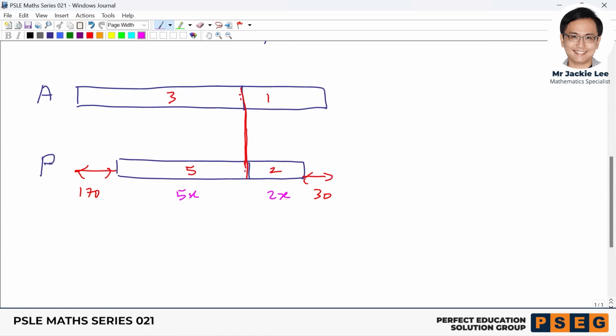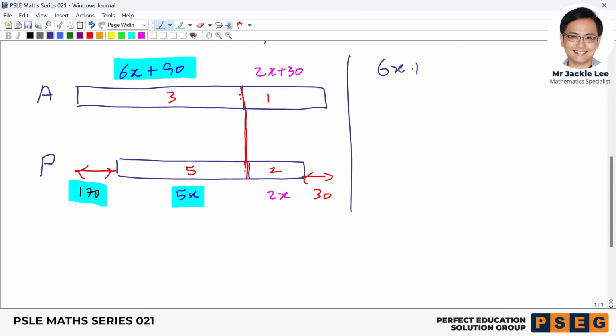So on top, this one will be 2x plus 30. Then 1 to 3, this one times 3 will be 6x plus 90, right? Now basically this one equals this one plus this one, so we can form an equation. 6x plus 90 equals 5x plus 170. So 6x minus 5x equals 170 minus 90. So x equals 80.